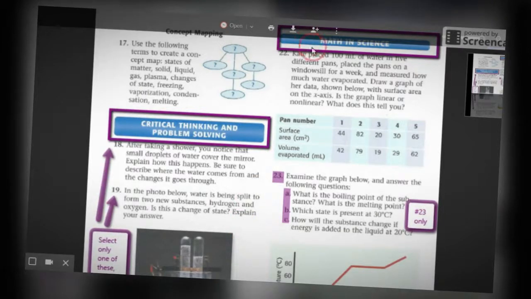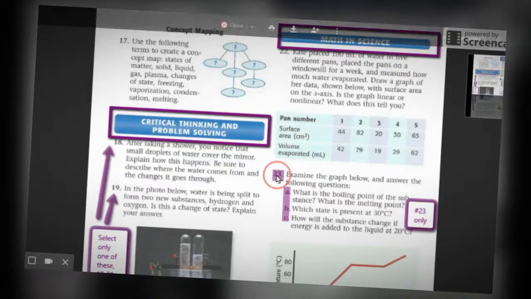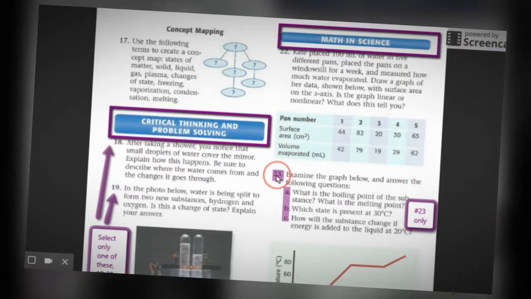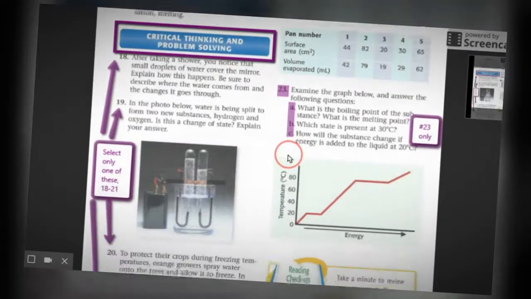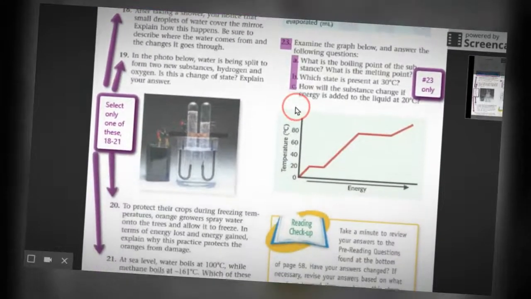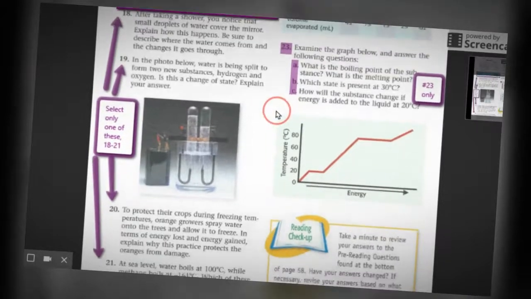The next section is math and science. We will only be doing question 23. It has 3 parts, so please be sure to respond to all 3 of those questions. You will be using this graph.